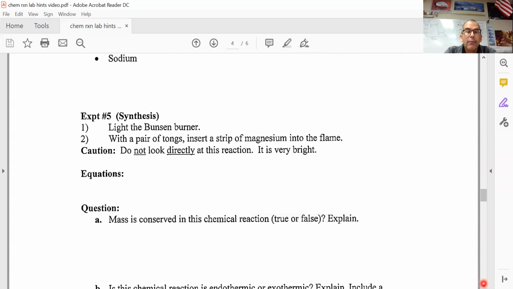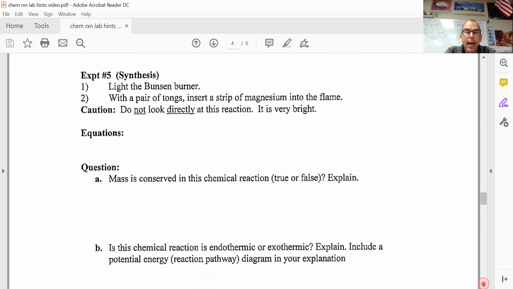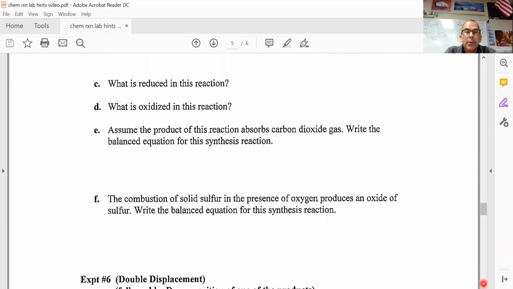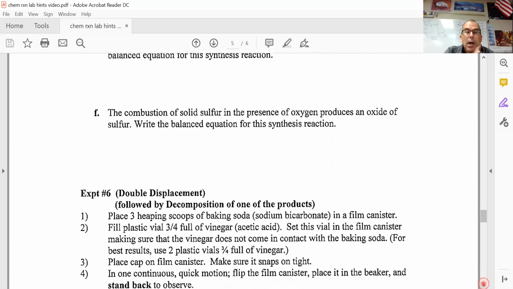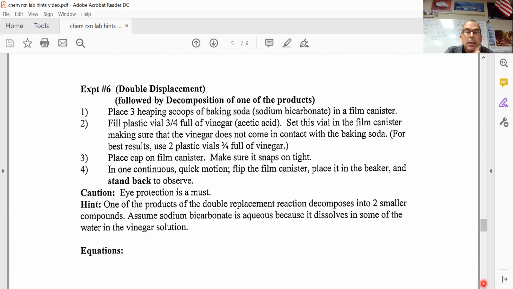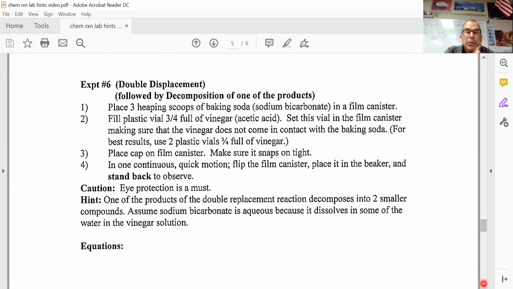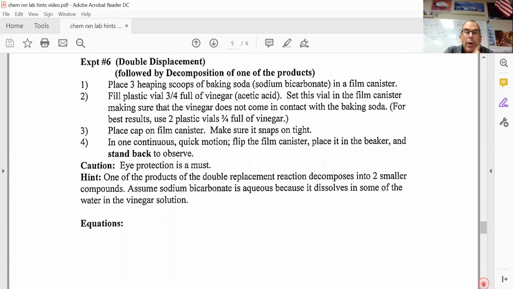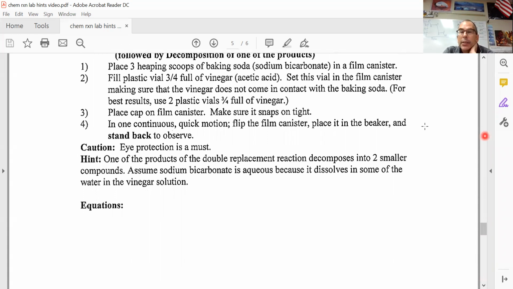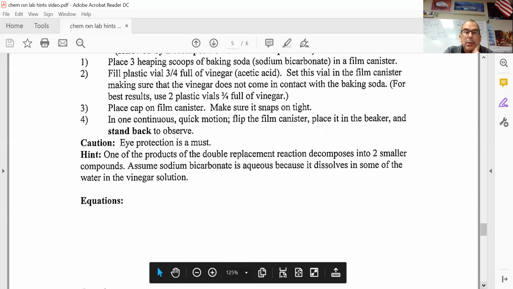Okay, number 5, the synthesis reaction here. I'm trying to think if there were any hints. I don't think I had any particular hints with this one. Number 6 is, just remember when you're doing this reaction, make sure you get the right formula for sodium bicarbonate. So think about what that really is.